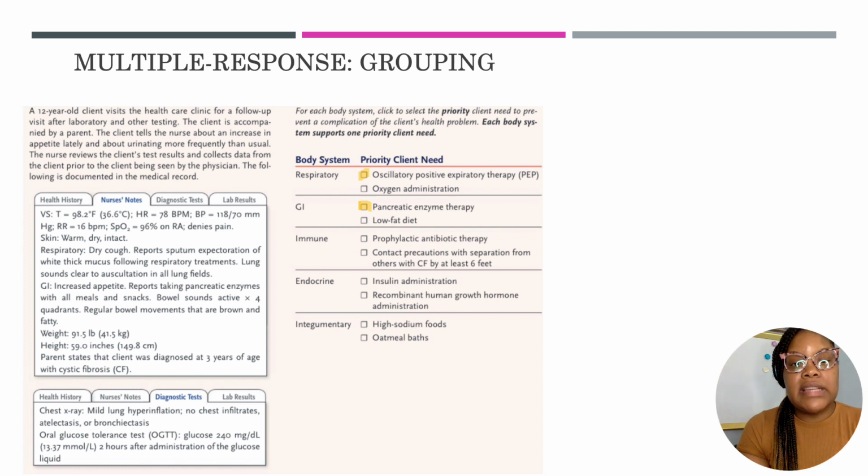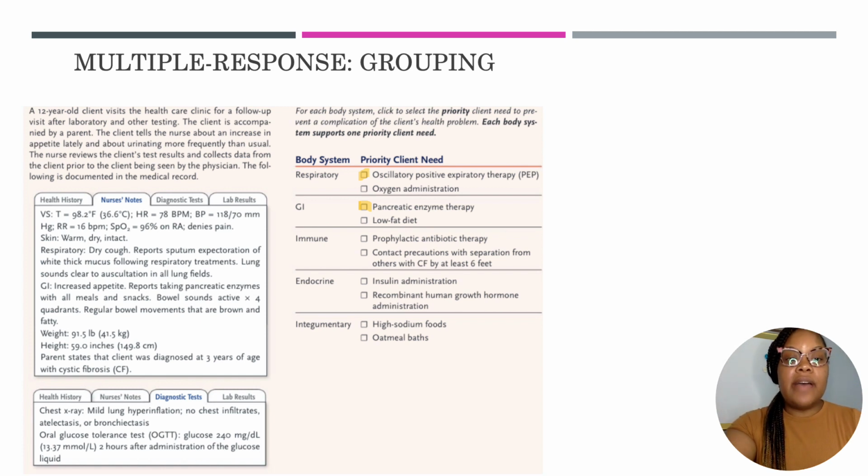So it says insulin administration, or we could have a human growth hormone administration. All right, so let's look at our diagnostic test. So we see that the patient has a glucose of 240 mg per dL. And that was 2 hours after administration of a glucose liquid. So 2 hours, and their blood sugar is still pretty elevated.